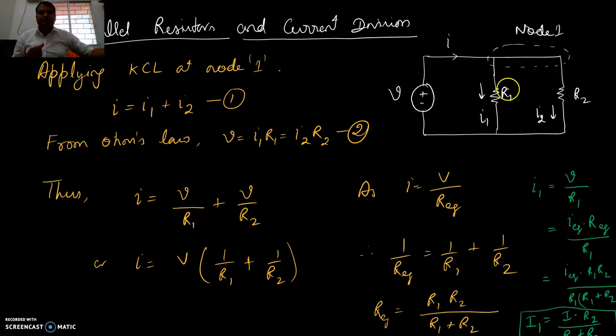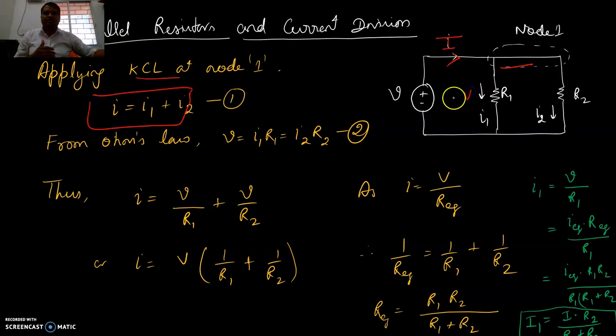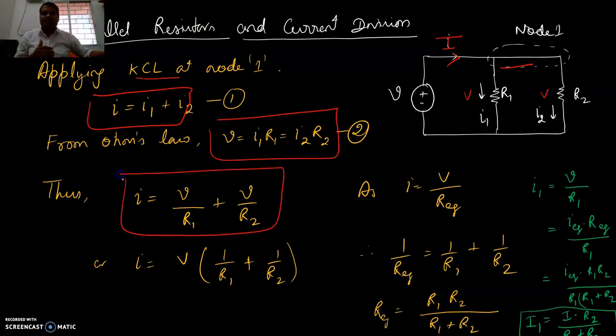Similarly, if we have two resistors in parallel, the current is divided. If the main current is I, what proportion of the current is flowing through R1 and what proportion through R2? From KCL at this node we can find the sum of the currents, and from Ohm's law we can say the same voltage is across both, so we can write a relation and find the value of the current in the common branch. Now the current flowing in the individual branch depends on V by R1. We can say I1 is equal to V by R1.